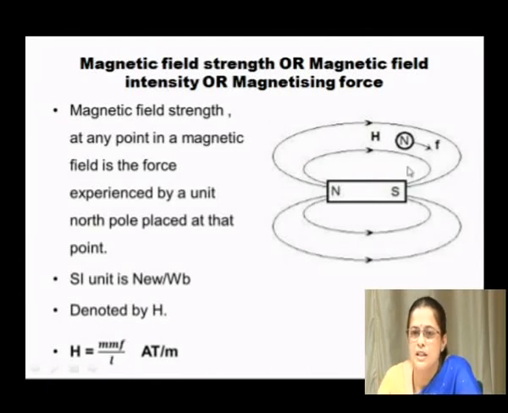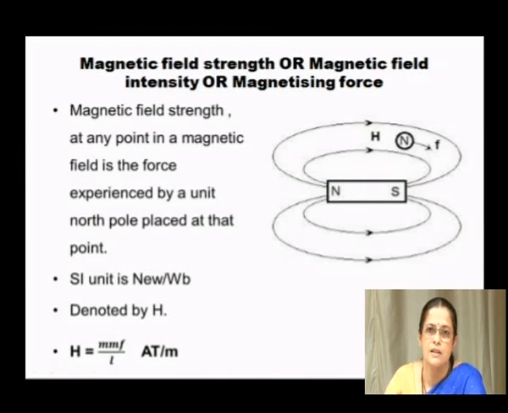You might have done a simple experiment using a bar magnet, where when you hold iron filings near the bar magnet, you observe that most of the filings attach themselves nearer to the poles than along the length of the body of the bar magnet. That is because there is more magnetizing force near the poles compared to the length of the body of the bar magnet. So, the magnetic field strength at any point in a magnetic field is the force experienced by a unit north pole placed at that point.